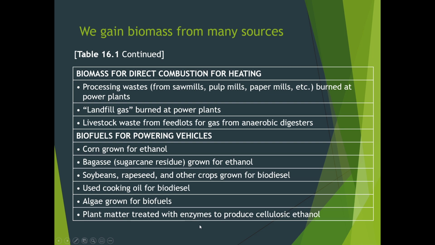Plant matter treated with enzymes to produce cellulose ethanol. So we have a new product called cellulose ethanol. We're getting the sugars, instead of directly out of the corn, or the sugar beets, or the sugar cane, out of the cellulose of the plant. So the leftover residuals of the hemp plants and stuff like that. And a lot of grasses have cellulose in it that we get the sugars out of to get the ethanol.